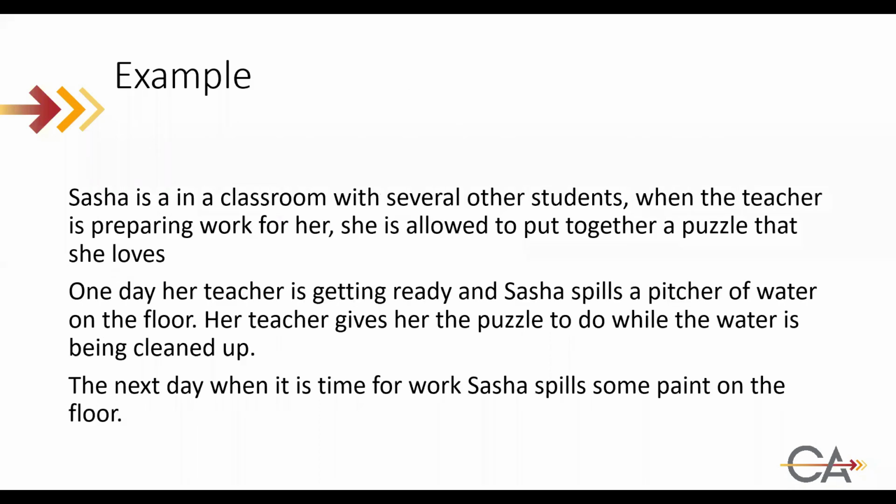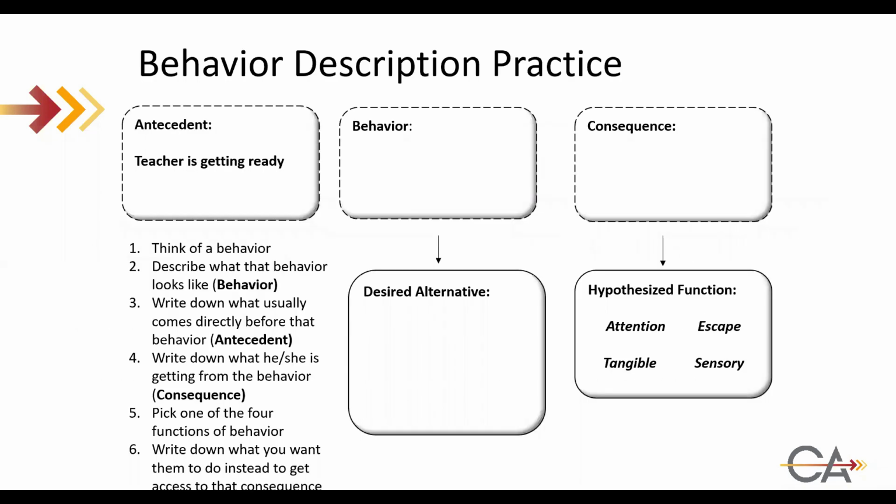So let's go a little deeper into an example. Let's say Sasha is in a classroom with several other students. When the teacher is preparing work for her, she's allowed to put together a puzzle that she loves. One day, as her teacher is getting ready, Sasha spills a pitcher of water on the floor. Her teacher gives her the puzzle to do while the water is being cleaned up. The next day, when it's time for work, Sasha spills some paint on the floor. So in this case, we're going to go through our behavior description practice again.